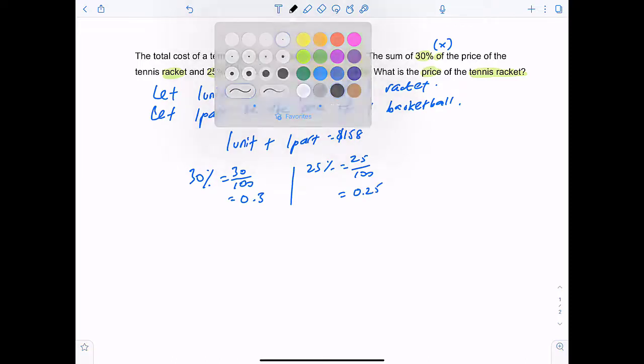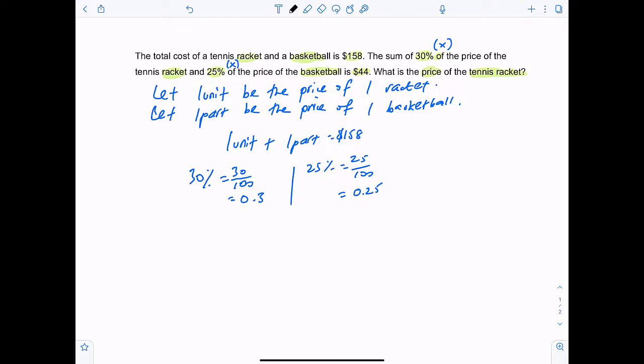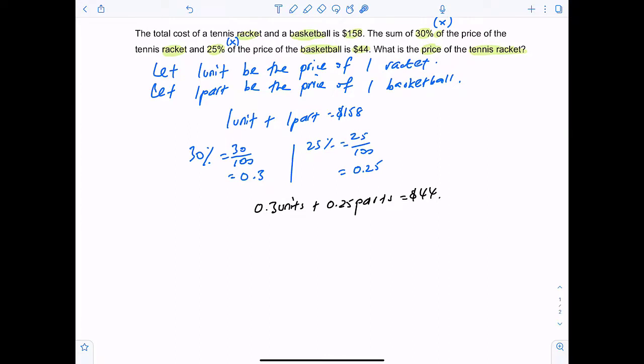So to develop another equation, we write 30% of the racket, so that will be 0.3 units, plus 0.25 of the basketball, that will be 0.25 parts. This will amount to $44. Now since we want to find the price of the tennis racket, we have assigned units, we try and remove the parts.